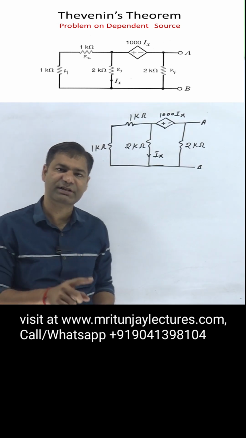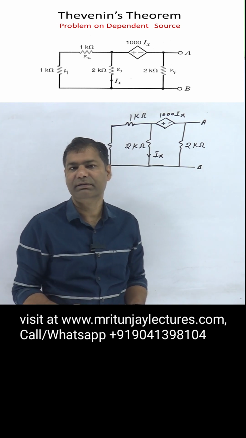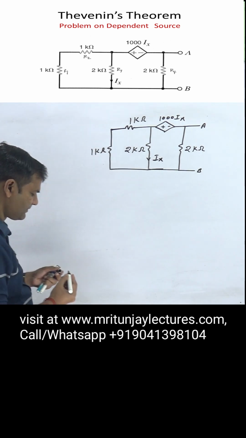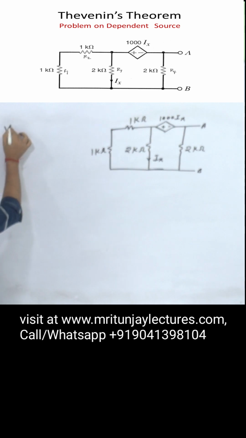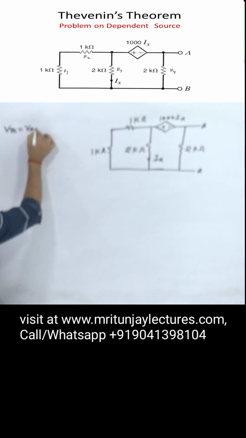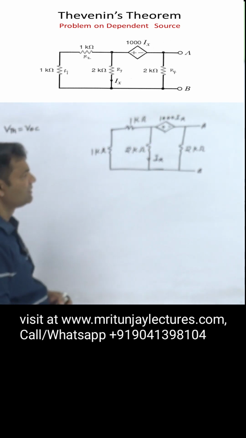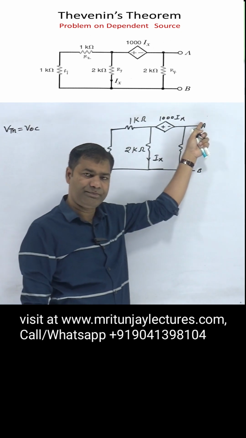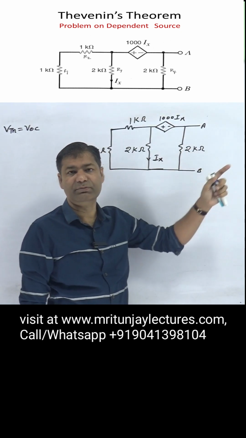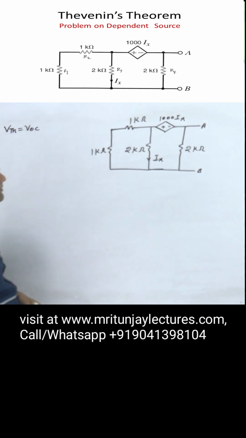So how can we determine? First of all determine VTH, and after that RTH. VTH is V of OC corresponding to the AB terminal. If any load is connected here, then remove it. Okay. So how can we do it?